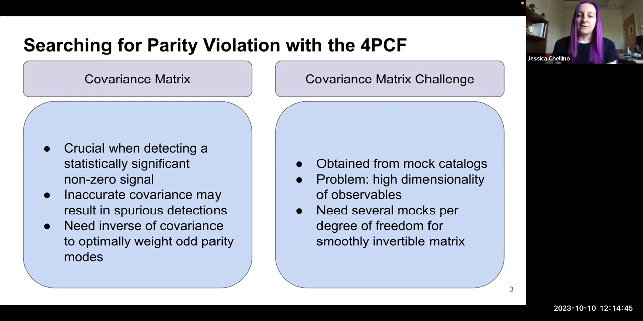Normally, the covariance would be obtained from mock catalogs, but if we have a high dimensionality of observables, this is prohibitive. We really need as many mocks as the dimensionality of the data vector to be able to smoothly invert our matrix. The parity violation search done with BOSS was independent of a model and had about 18,000 degrees of freedom. We expect that other parity violation searches will also have a similar or higher number of degrees of freedom, and so obtaining a covariance matrix from mocks will be quite challenging.